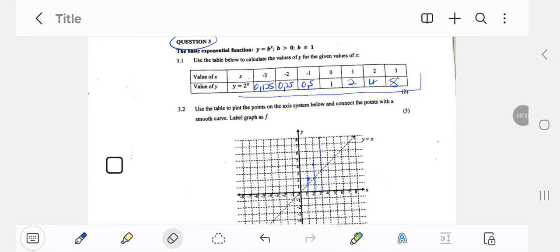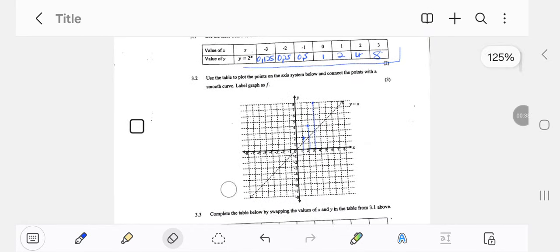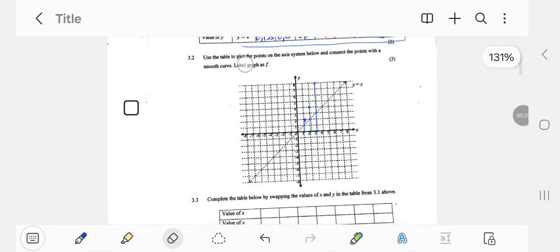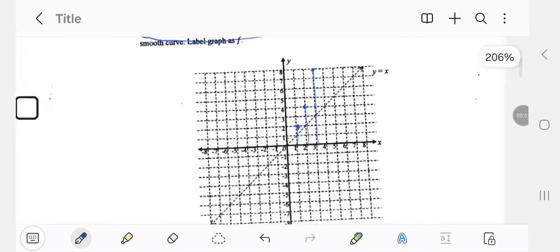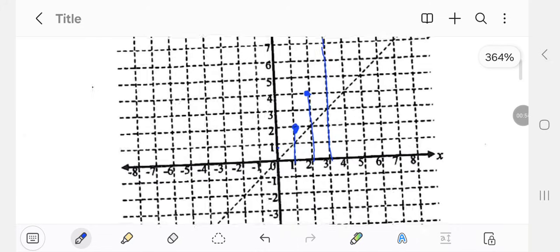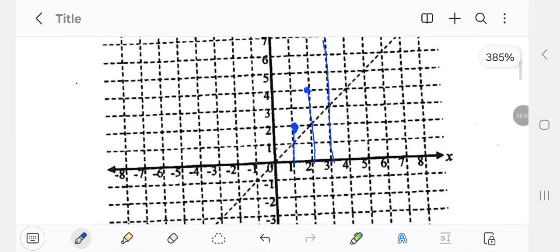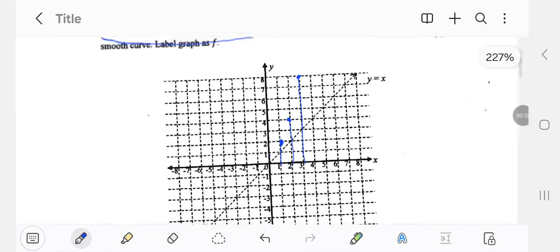So just like that. 3.2, use the table to plot. So let's try and plot.